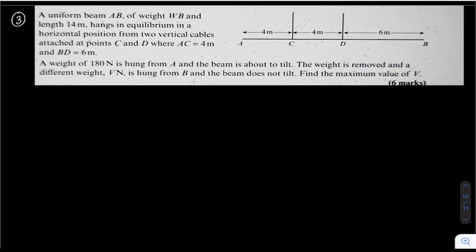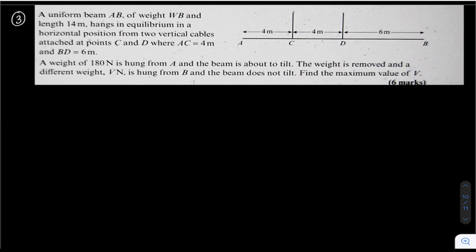Okay, let's try this last question. This is a very important question, and this is an exam style question. Let's understand this. A uniform beam AB of weight W and length 14 meters hangs in equilibrium in a horizontal position from two vertical cables attached at points C and D, where AC is given, BD is given. So AC is given, BD is given, and CD we will calculate because the total length is 14. So we know all the lengths.